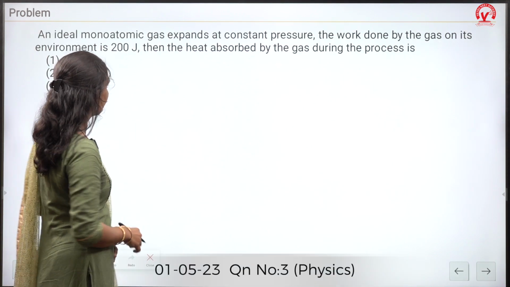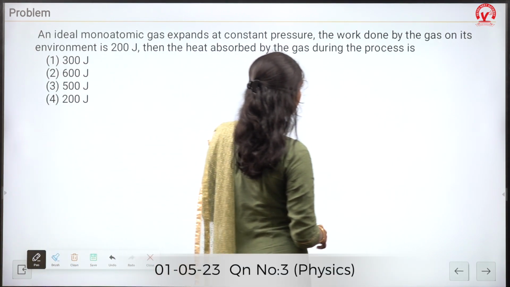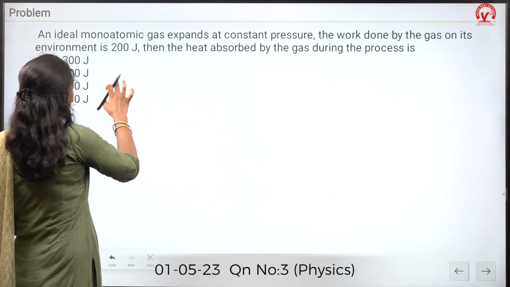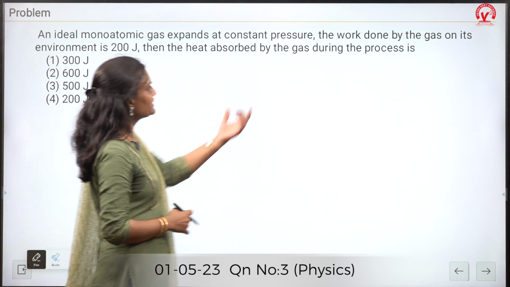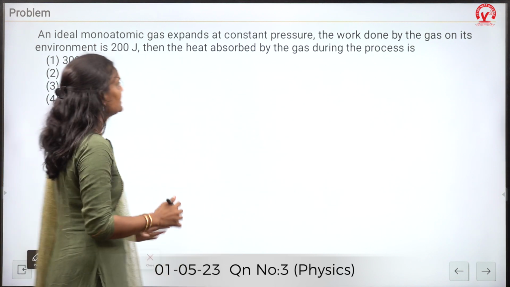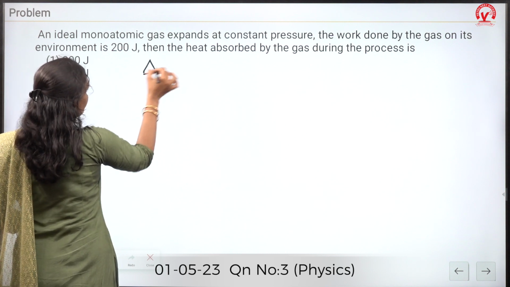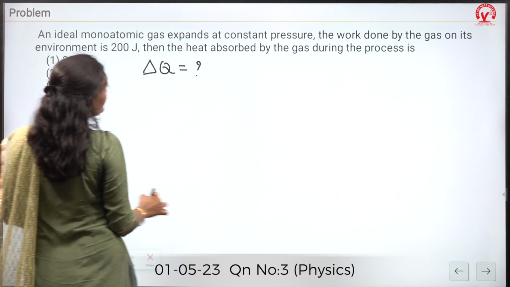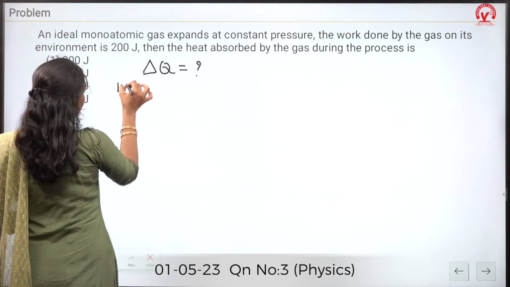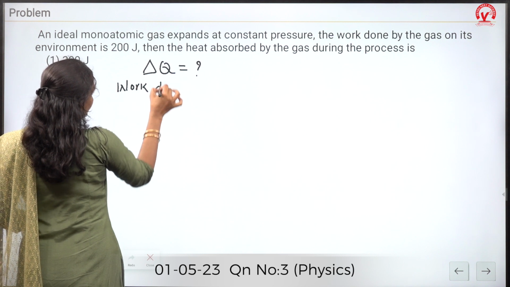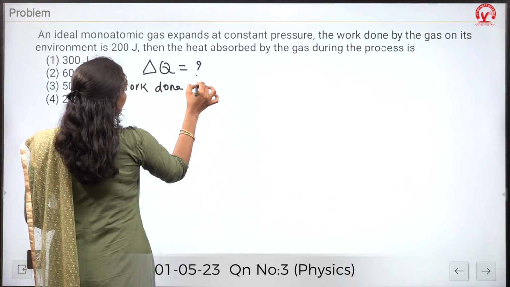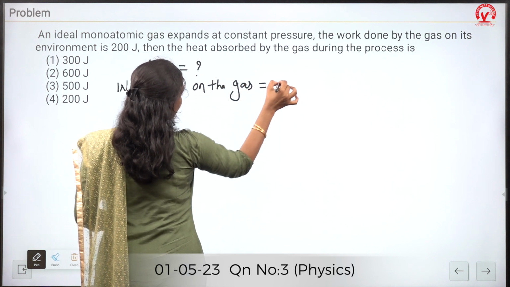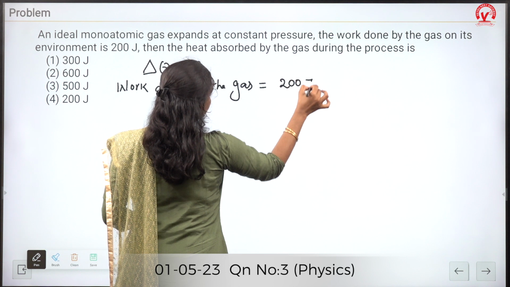An ideal monoatomic gas expands at constant pressure. The work done by the gas on the environment is 200 joule. Then the heat absorbed by the gas during the process is. Our aim is to find what heat is absorbed by the gas. What is the given value? Work done on the gas is equal to, they gave us, 200 joule.